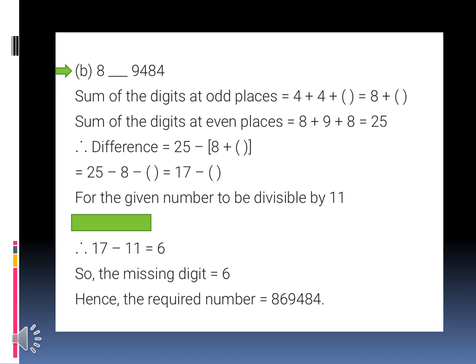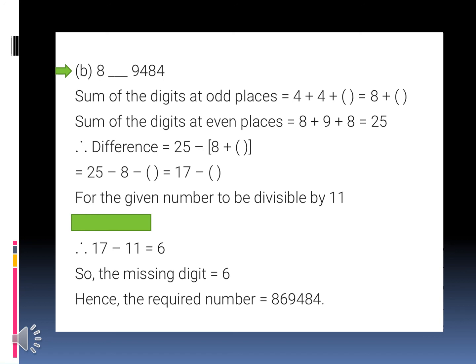Now finding the difference: 25 minus the first sum. I have kept the first sum in square brackets because it had 2 digits. So 25 minus 8 minus something, right? This is the difference. 25 minus 8 is 17, so 17 minus dash is left. We have got the difference as 17 minus dash. Now for the given number to be divisible by 11, what should the difference be? The difference should be either 0 or a multiple of 11, right?